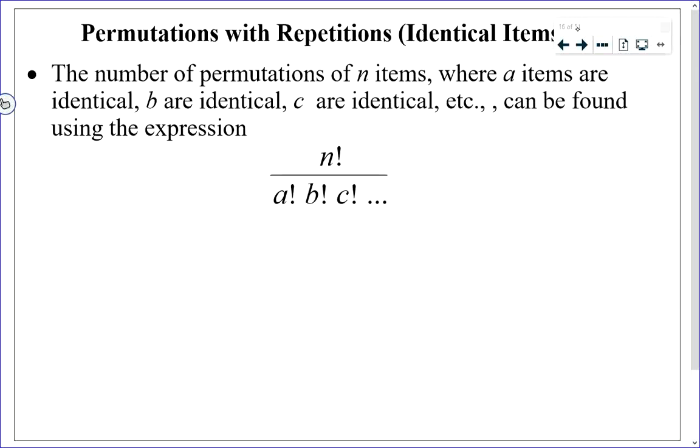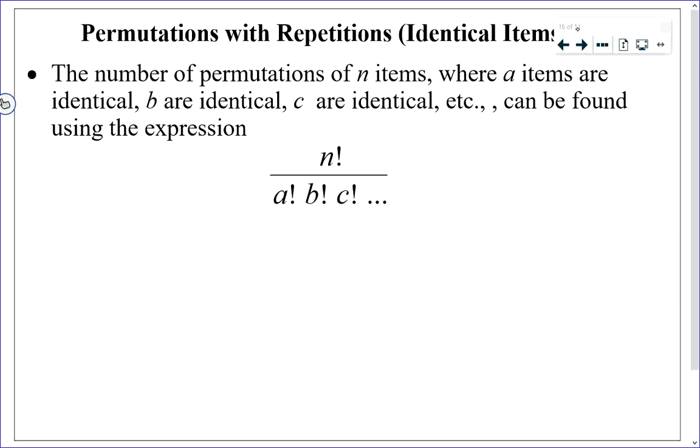Permutations with repetitions. I wish we called it identical items, but your textbook talks about repetitions. We're talking here about arranging items where some of them are the same. So if I'm arranging n items, normally, if I want to put 8 books on a shelf, it would just be 8 factorial. But if some of those items are identical, we've learned that we need to divide by that factorial.